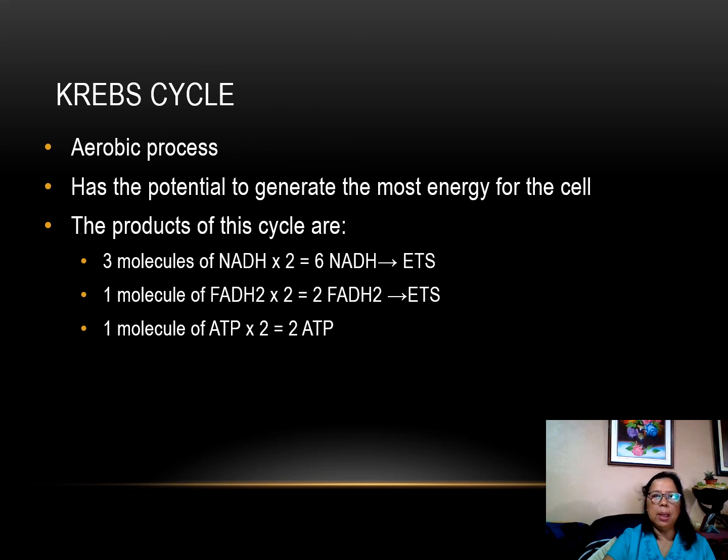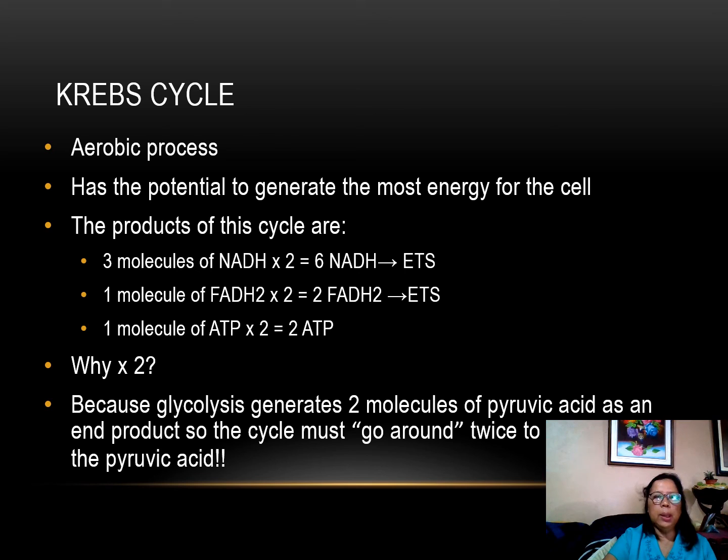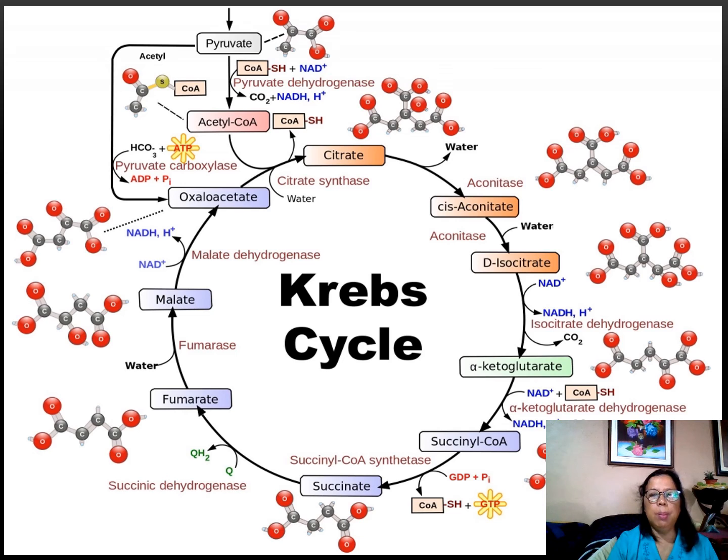And the products for this cycle are assumed, from the three molecules of NADH to one molecule of FADH and one molecule of ATP. Why times 2? Because glycolysis generates two molecules of pyruvic acid at the end of the cycle. So going back, you have here the different substrates that are used to reproduce and the different enzymes responsible.